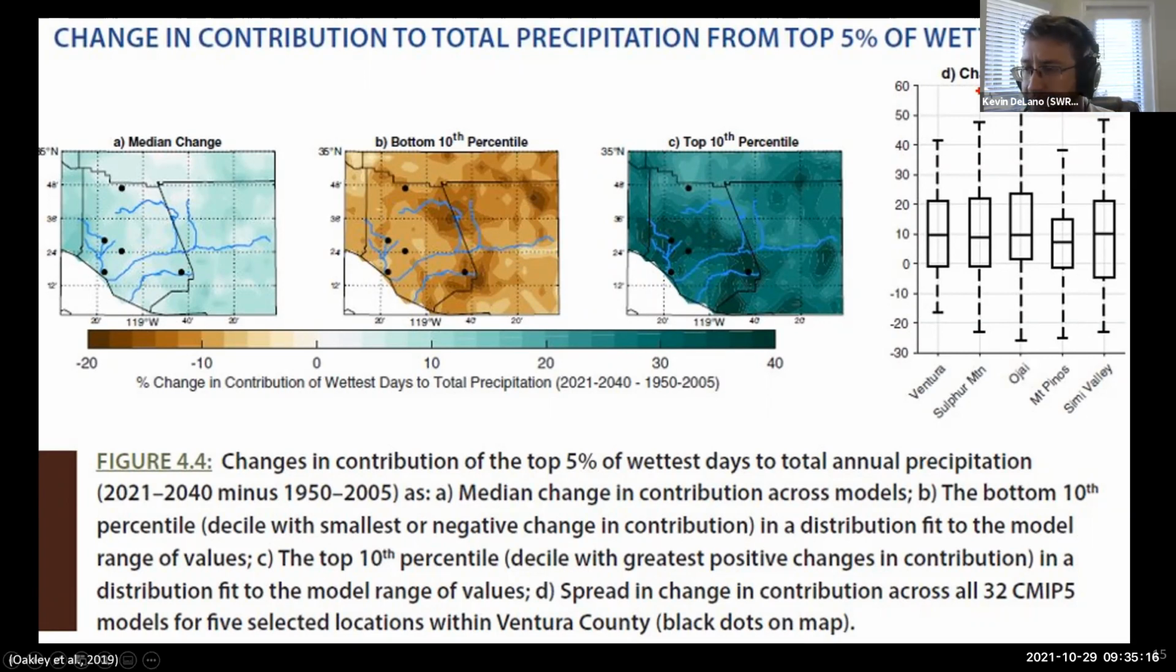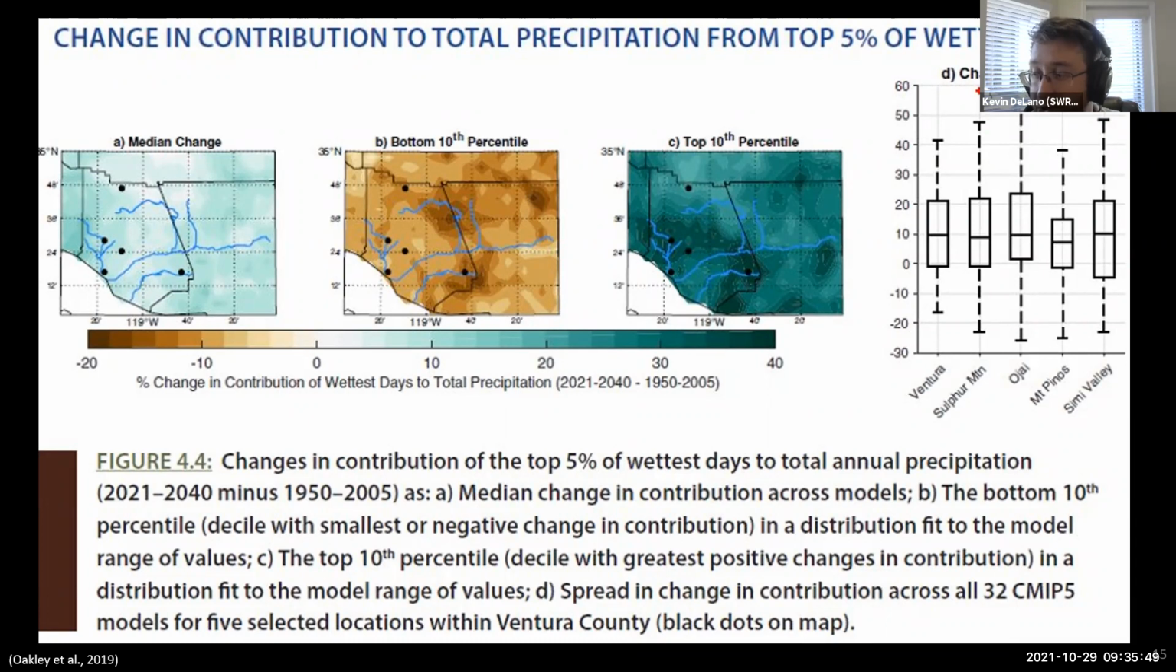And they basically found that, for example, a storm that would have been a 5-inch storm would get wetter and would now be a 5.5-inch storm. And by contrast, a storm that would have been a 1/10 or a 1/4 of an inch might disappear entirely or get smaller. So we're seeing the rainfall get concentrated into a fewer number of days with higher intensity.